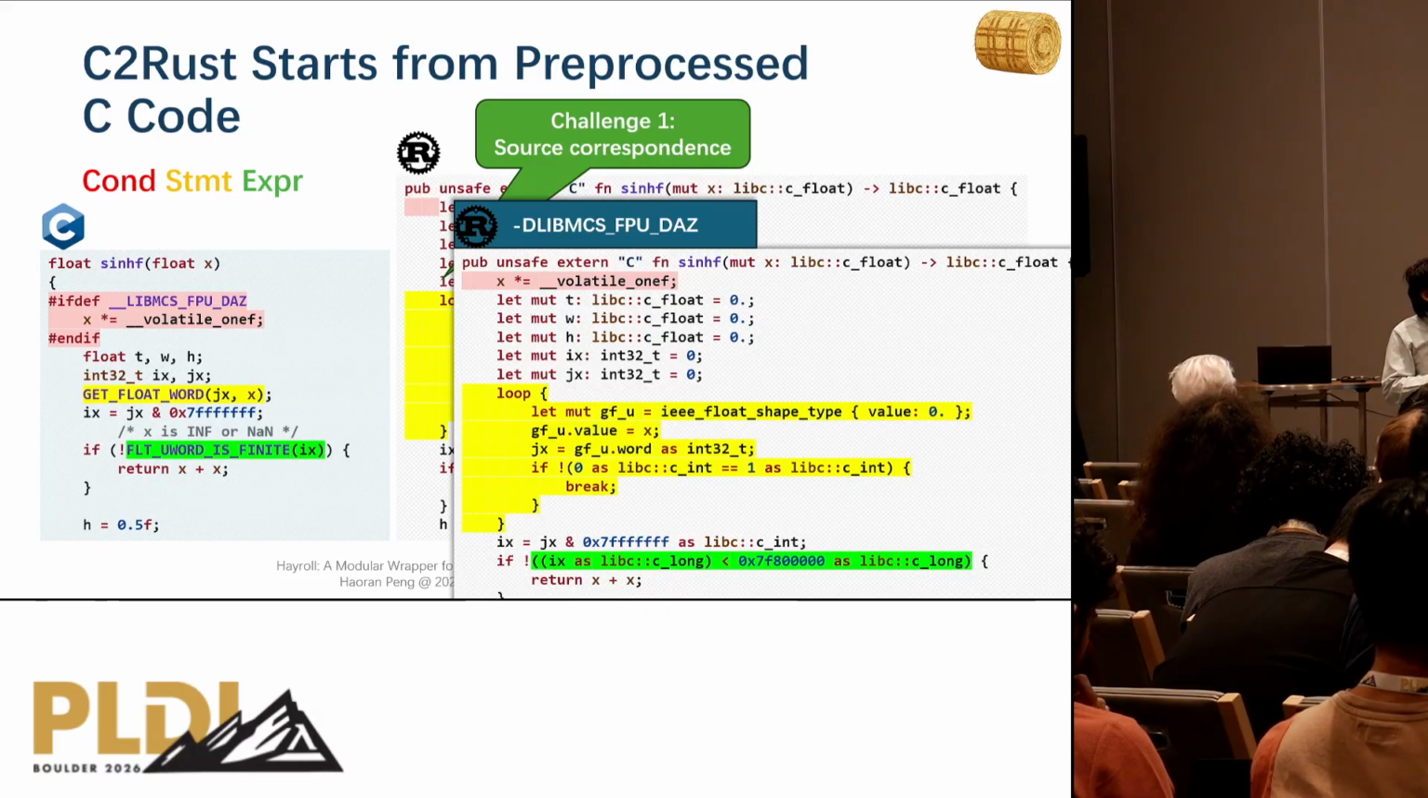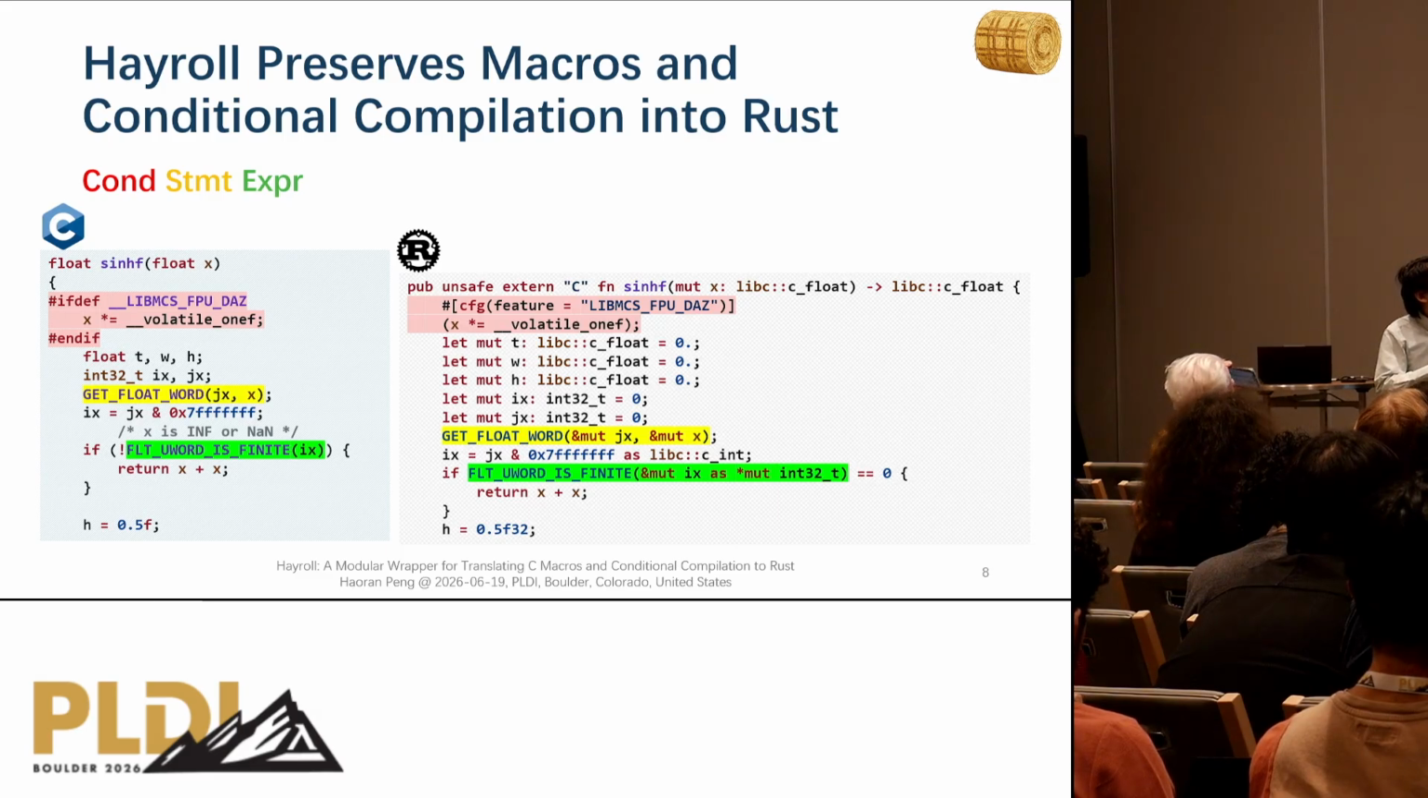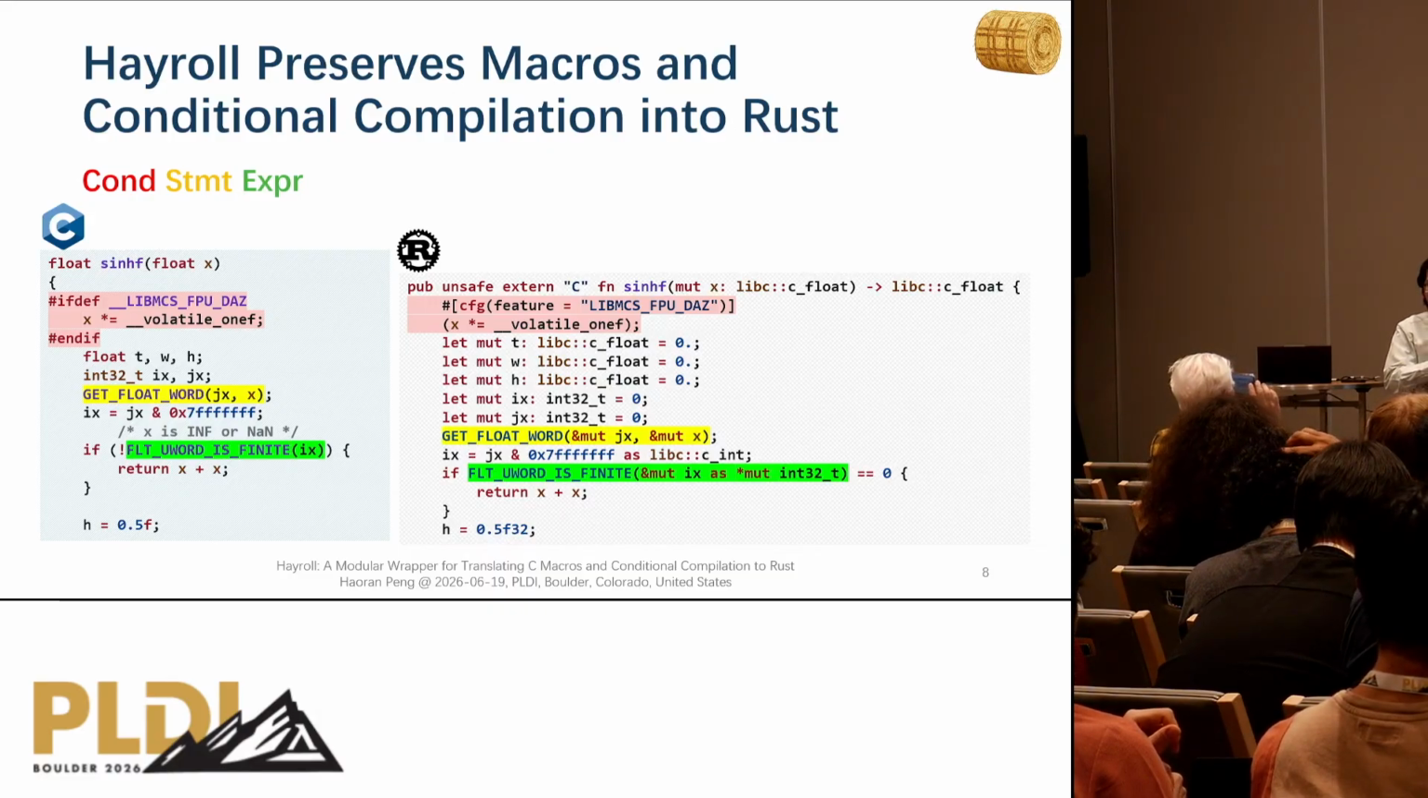This raises the second challenge, which is the configuration explosion problem. What we really want here is just one version of software that is configurable and has all macros and conditional compilation rebuilt into the Rust native way.